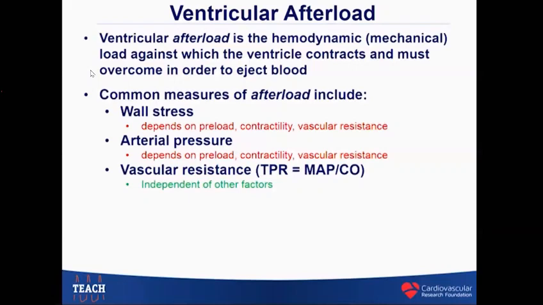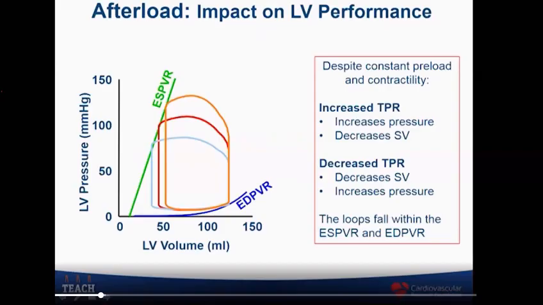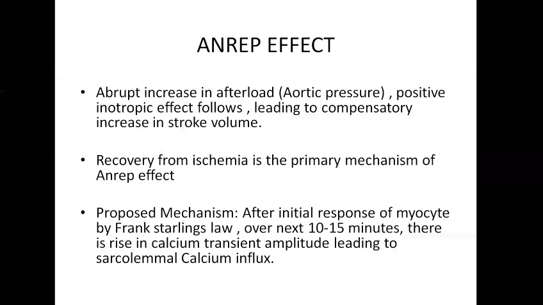So the afterload, like I said, is dependent on the wall stress, on the arterial pressure, and on the vascular resistance. This resistance can have several components, but the vascular resistance is an independent factor that increases the afterload. When the afterload increases acutely, there is something called the Anrep effect, which we have discussed previously. It is increased calcium loading of the heart that prevents acute dilatation. This Anrep effect is present to some extent in chronic stages also, but it cannot fully compensate for the increased afterload that decreases the ejection fraction of the heart.